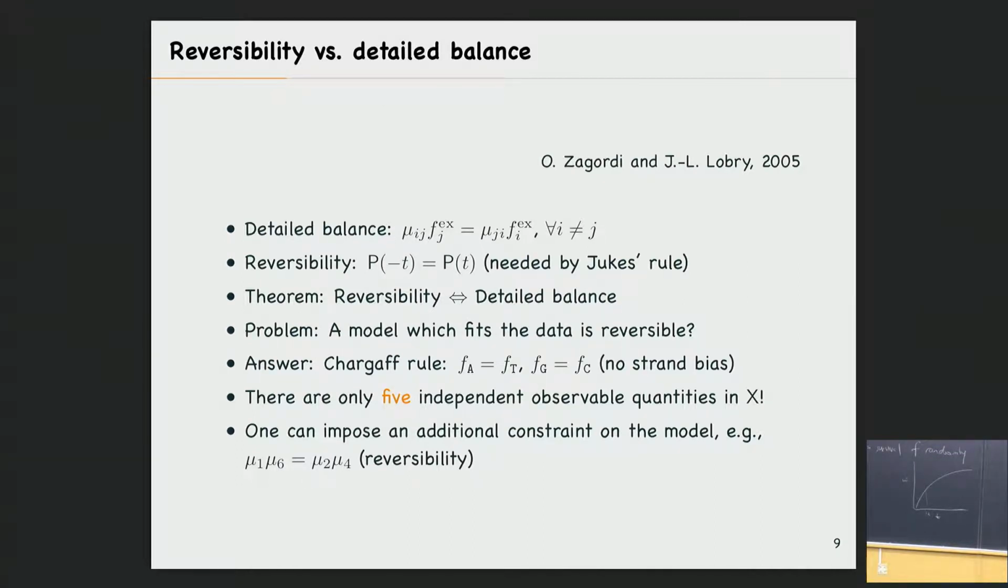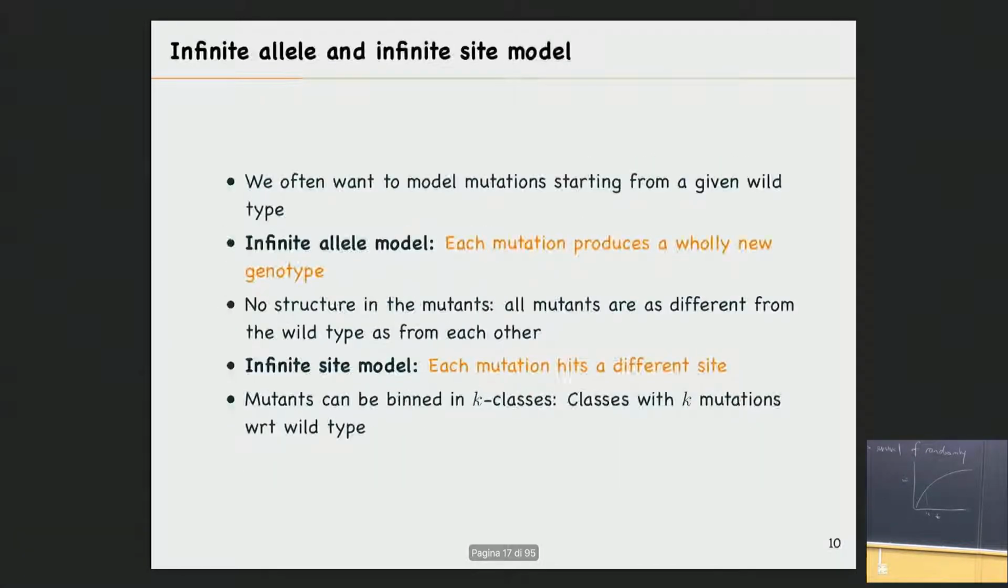And so you have, say, one parameter that cannot be identified. Now, in terms of modeling, it makes sense to use some simple modeling which allows you to tame the effects of mutations. We often want to model mutations: you are given a wild type, and then you start looking at what the effects of mutation are.